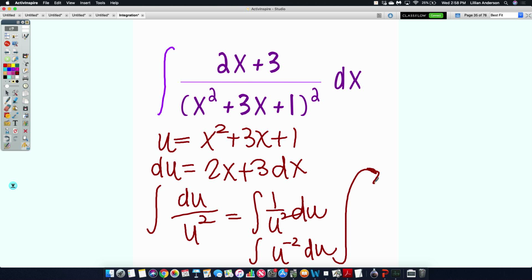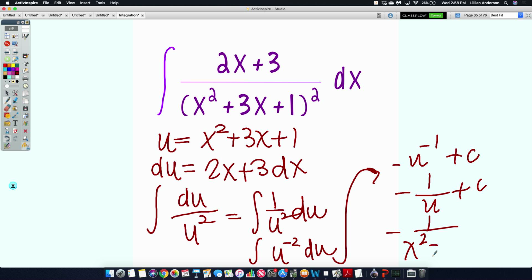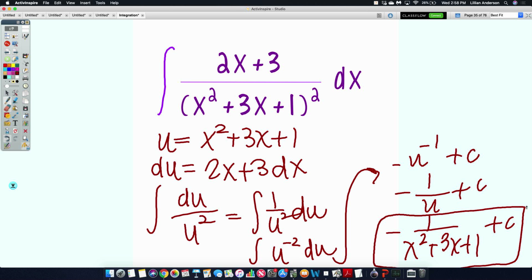Negative u, or to the power of negative 1, plus c, but I replace u with its proper thing. So I gotta plug that u of x squared plus 3x plus 1 back in, and then that is my antiderivative. Question: no square, because when you brought this up to make it negative 2, remember power rule says you have to add 1. So negative 2 plus 1 is a negative 1, and you have to divide by the new exponent.